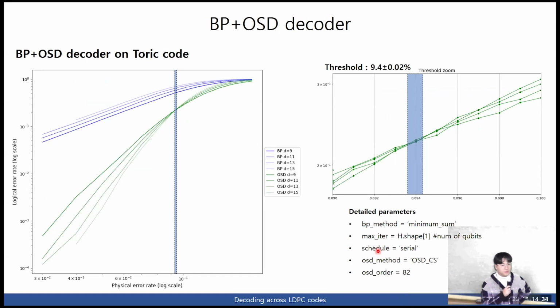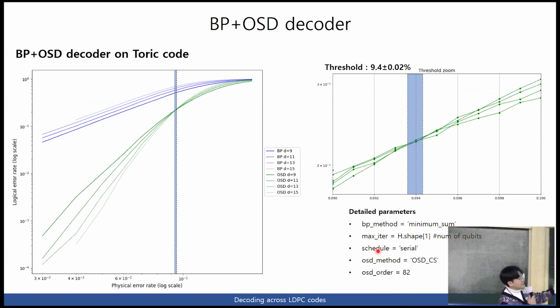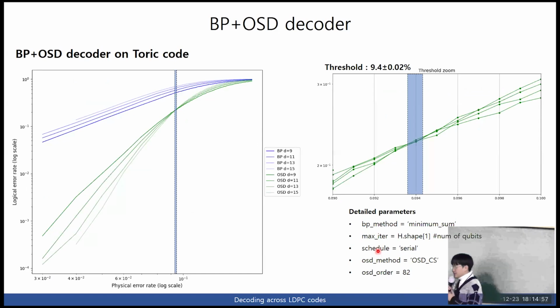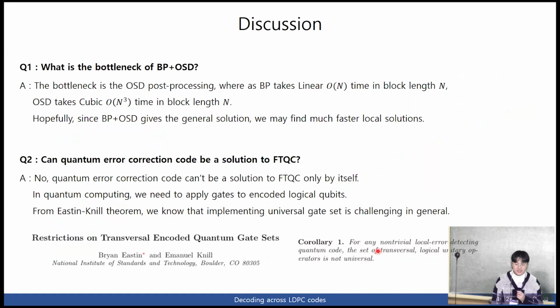So applying BPOSD to the toric code, we can get a working decoder right here, where you can see that as the distance increases, the logical error rate decreases, and we get a threshold of about 9.4%. The detailed parameters are like this, and this is in the Python package called LDPC, so you can look through it. So that was BPOSD.